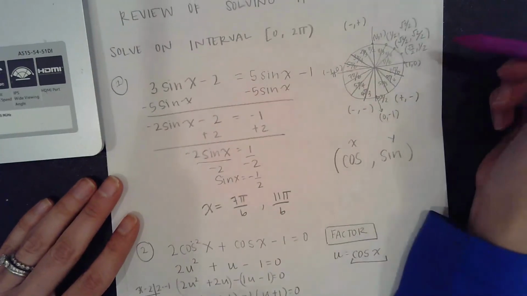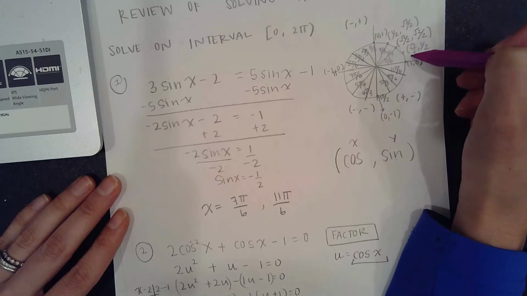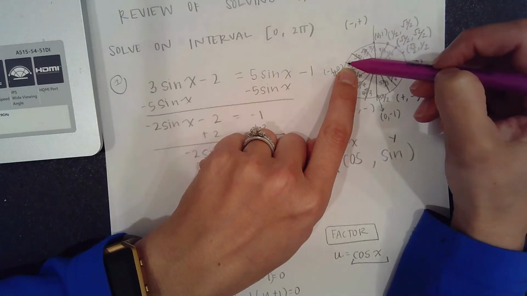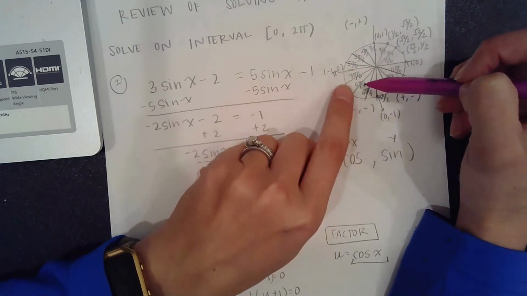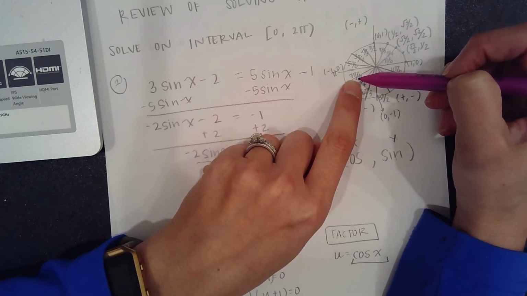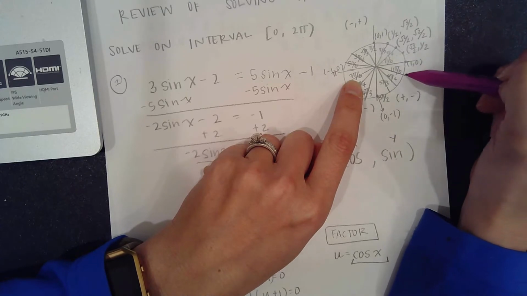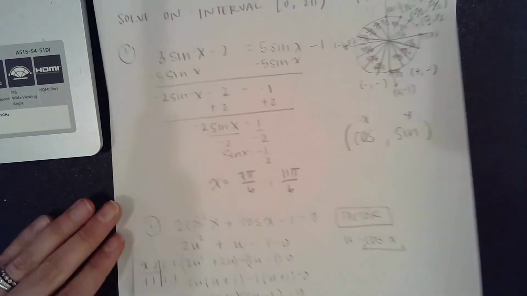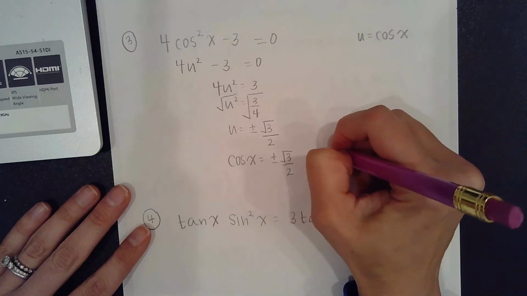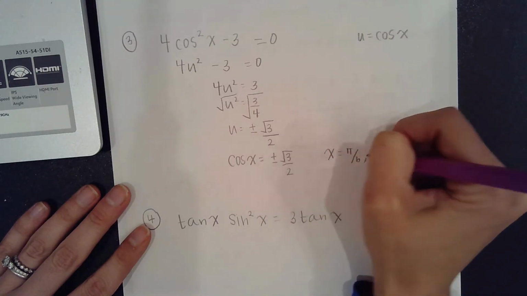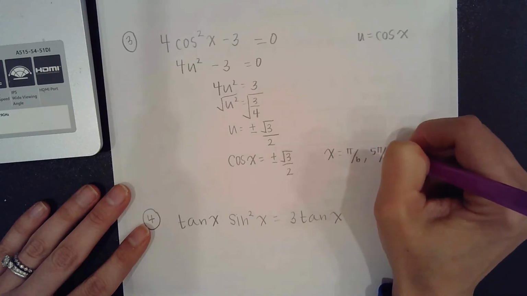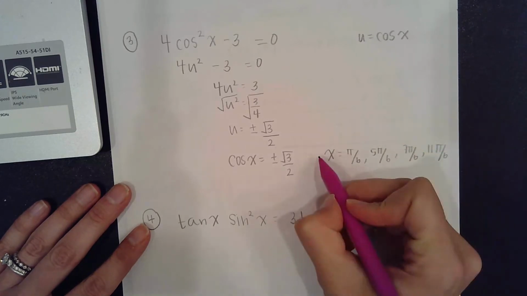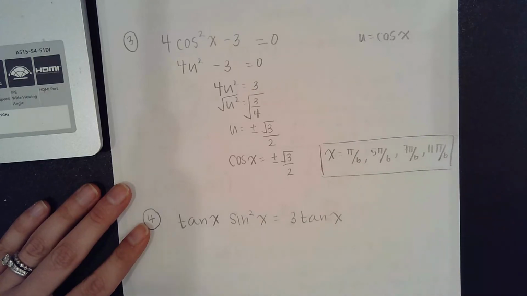So where is cosine going to be square root of 3 over 2? So it's going to be at pi over 6. It's going to be at, because it's a negative over here, so it would be a negative square root of 3 over 2, which is okay, 5 pi over 6. It's going to be a negative square root of 3 over 2 right here at 7 pi over 6. And then it will be another positive square root of 3 over 2 over here at 11 pi over 6. So every one of those pi over 6s. So x is going to be equal to pi over 6, 5 pi over 6, 7 pi over 6, and then again all the way around 11 pi over 6. So all 4 quadrants you have a solution.